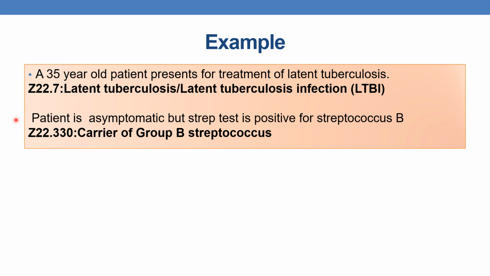A patient is asymptomatic but the strep test is positive for streptococcus B. Here the patient is asymptomatic but the organism is present. So the patient is considered a carrier. So the code here is Z22.330, carrier of group B streptococcus.